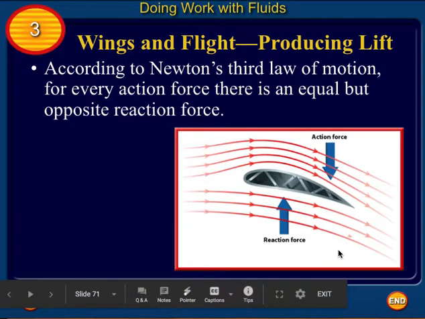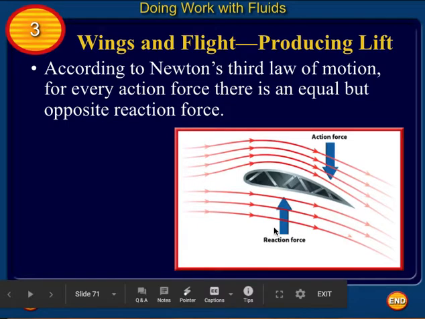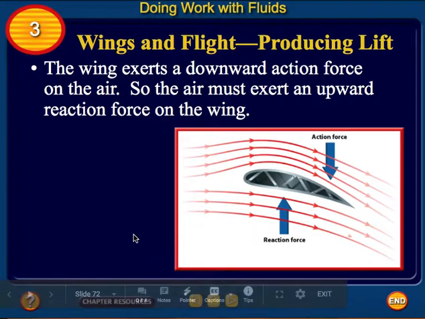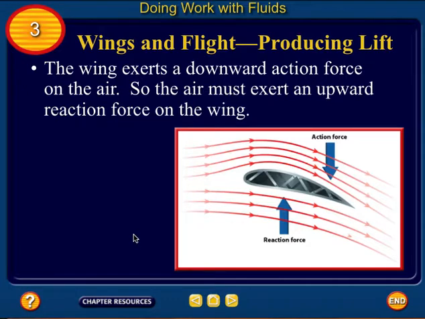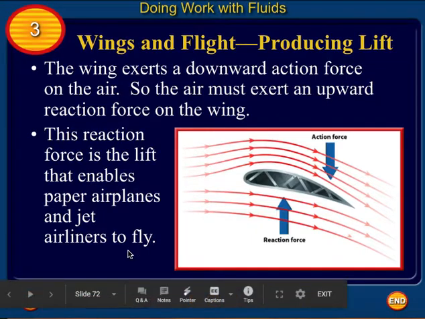Well, Newton's third law says that there's an equal and opposite reaction. So if there's a downward force on the wing, there's got to be an upward force on the wing. And as that plane is moving forward, that upward force and the forward motion create what's called lift. The wing exerts a downward action force on the air, so the air must exert an upward action force on the wing. This reaction is the lift that enables paper airplanes and jet airplanes to fly.